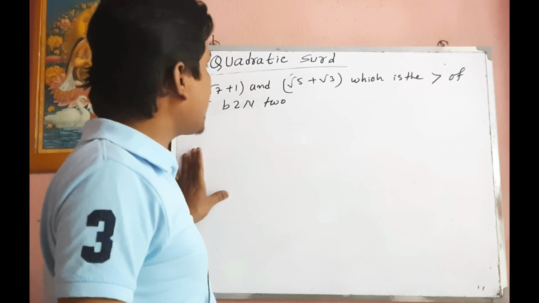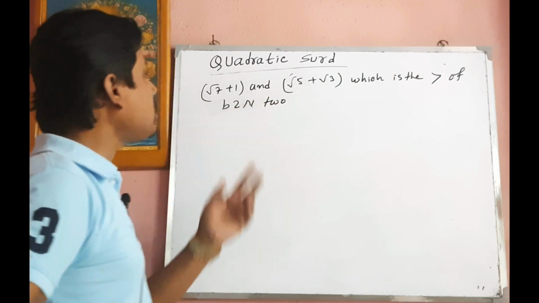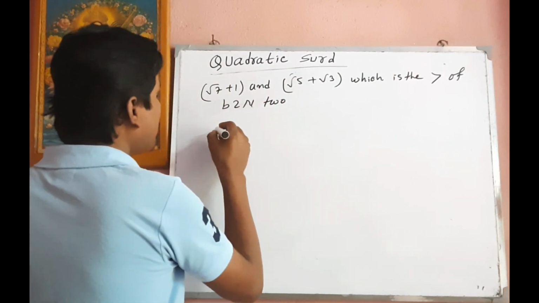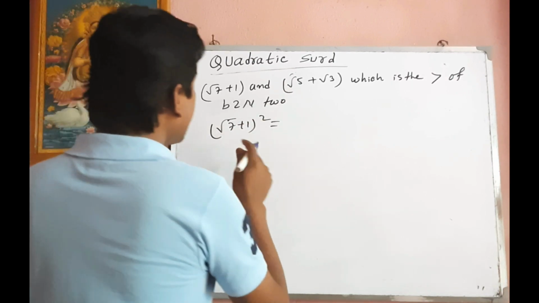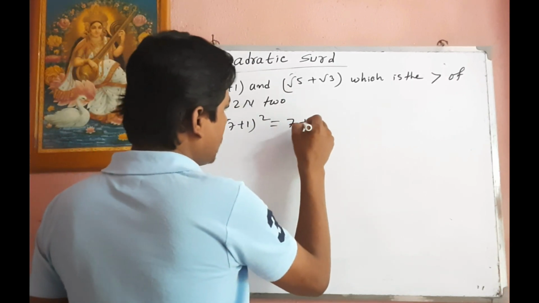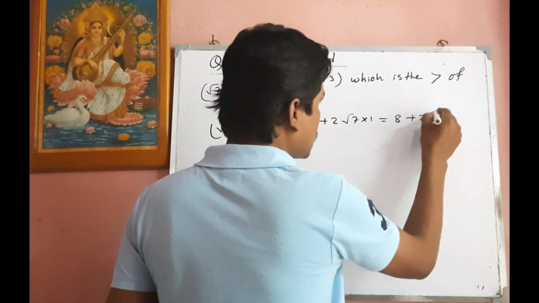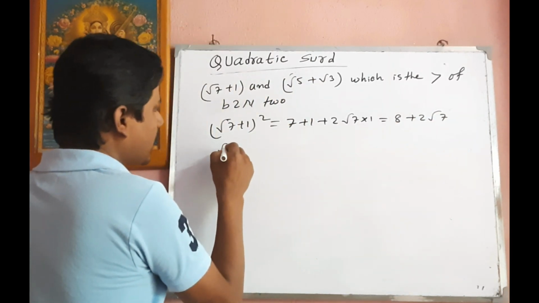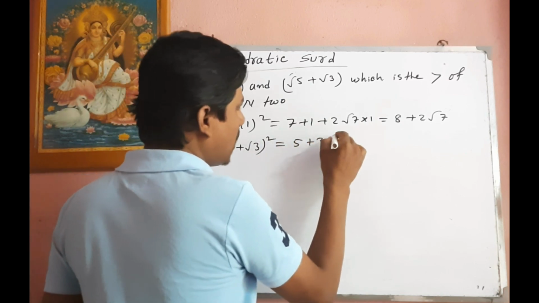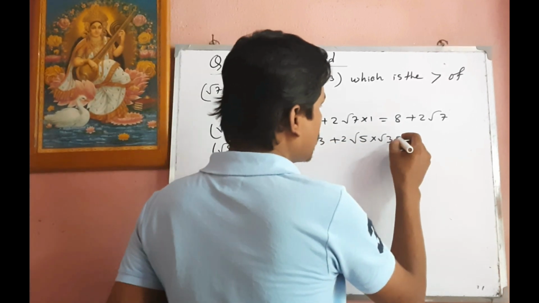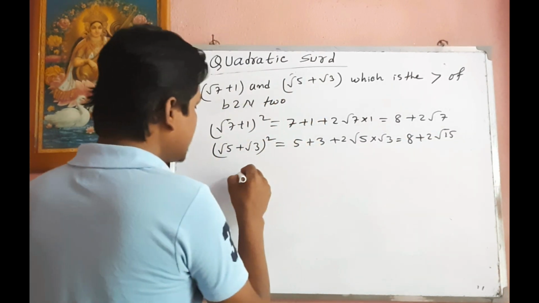Suppose root 7 plus 1 and root 5 plus root 3 are given, and which is greater among these two. According to the given information, root 7 plus root 3, if we square this part, then we get 7 plus 1 and 2 root 7 into 1. That is 8 plus 2 root 7. Similarly, root 5 plus root 3 whole square is equal to 5 plus 3 and 2 root 5 into root 3. Then this will be 8 plus 2 root 15.